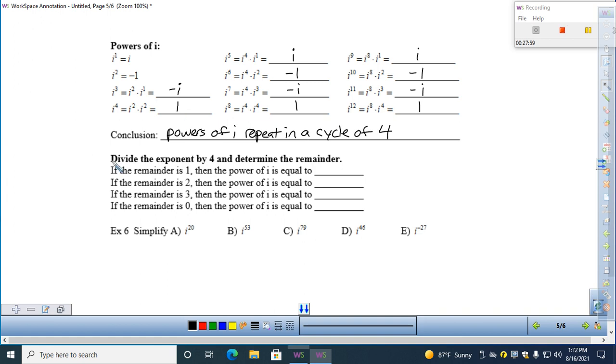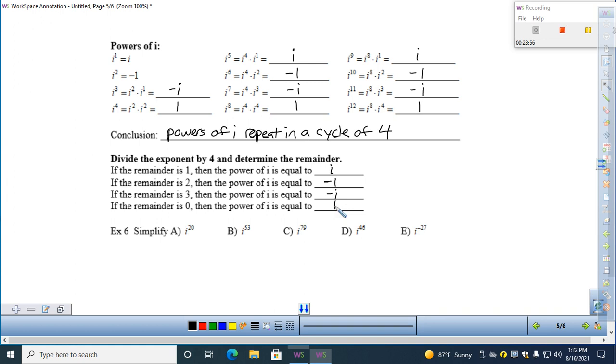So we divide the exponent by 4 and determine the remainder. If the remainder is 1, then we're in the top row, guys. It's just i. If the remainder is 2, then we're in the second row. It's -1. If the remainder is 3, then I'm third down there, and that's -i. And if the remainder is 0, meaning that my exponent is evenly divisible by 4, then I'm in the bottom row, and that would be 1. So again, look at that cycle. You've heard me say it a few times already. How about one more, just for good measure? It goes i, -1, -i, 1.